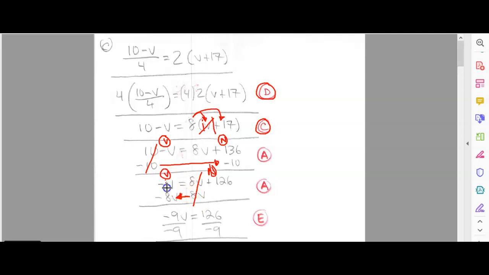So that invisible 1 there is going to be important so you guys don't make a mistake. You see, this is negative 8. So I have 1 negative, I have 8 more negatives. I have a total of 9 negatives. That's important to see there.